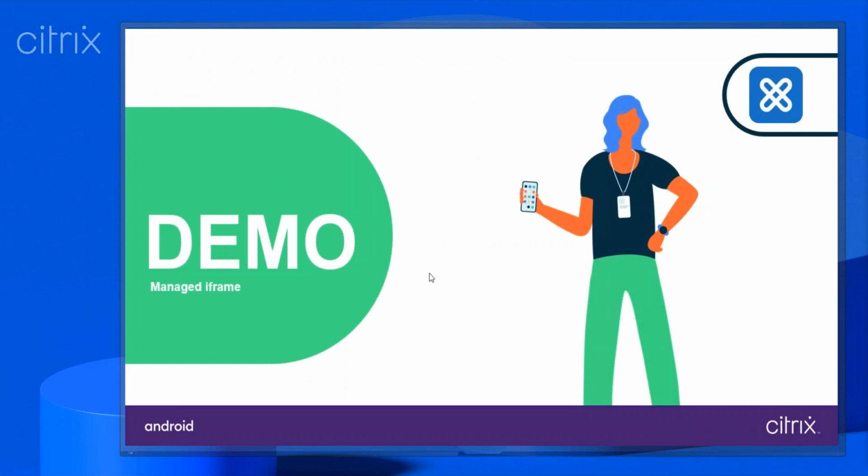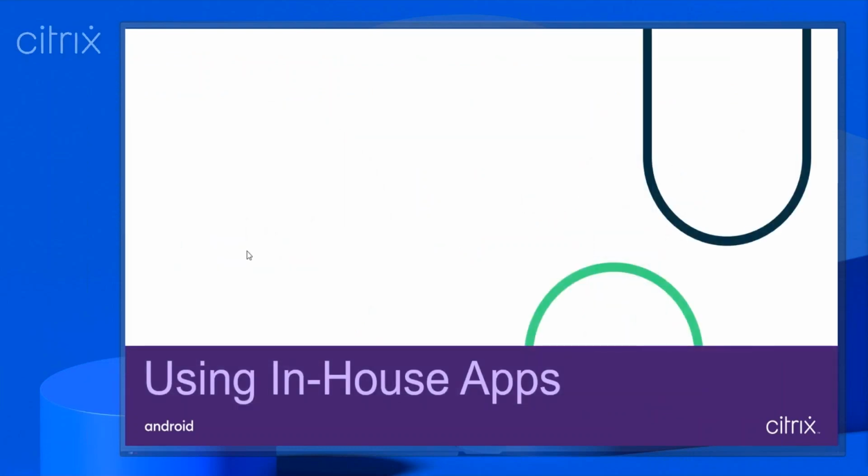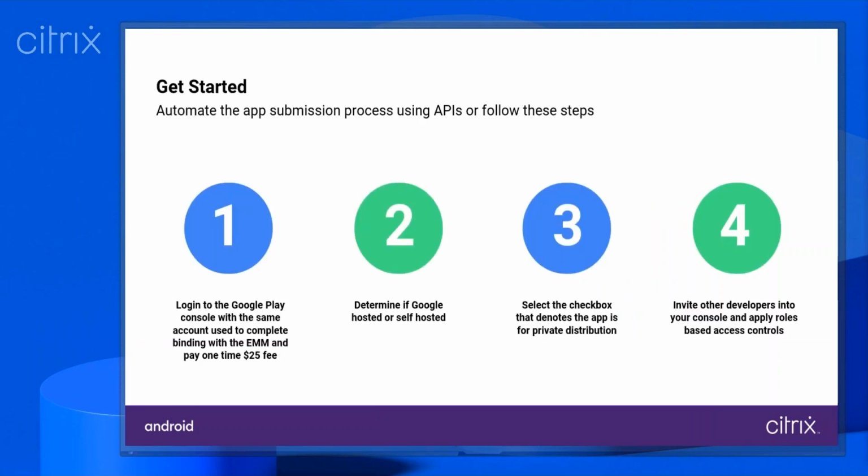With that, let's take a look at using in-house apps and what you need to do to make sure that you can use in-house applications in Android Enterprise. You need to follow an app submission process, which we'll see on the next slide, that has 4 dots, which means you need to log into the Google Play console with the same account you completed the binding with the EMM with. And you need to pay a one-time fee that costs $25. And there's a reason for that if you do it this way.